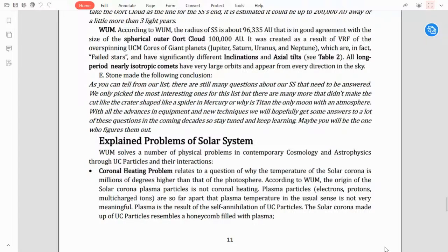I absolutely agree with Ellen. We do not know so much about our own solar system we live in. Explain problems of solar system.